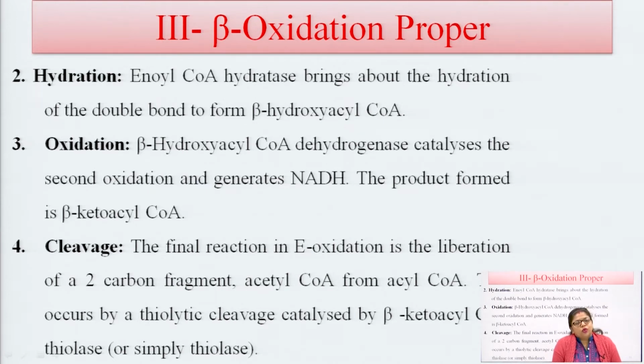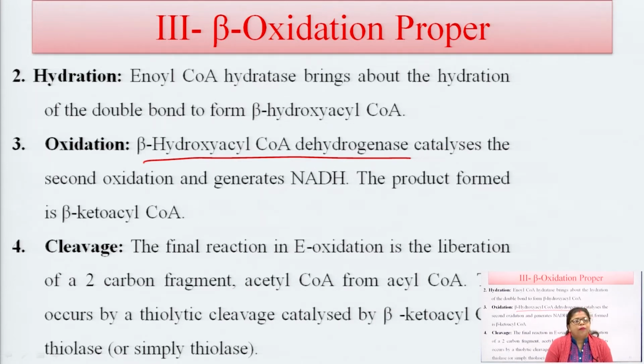beta keto acyl coenzyme A by the help of the enzyme beta hydroxy acyl coenzyme A dehydrogenase. This is the second oxidation step, and this reaction also produces NADH, and in this reaction there is formation of beta keto acyl coenzyme A.